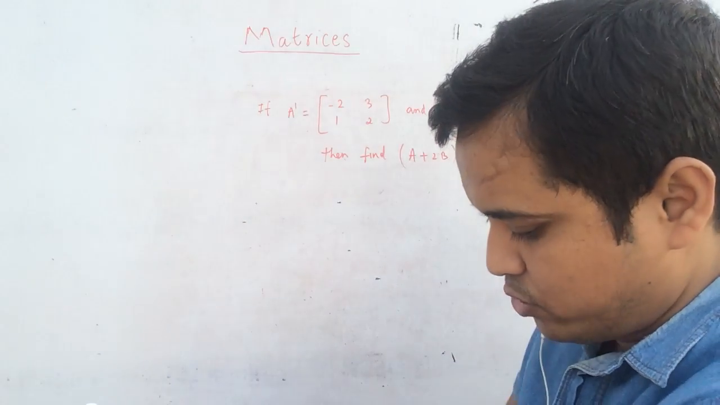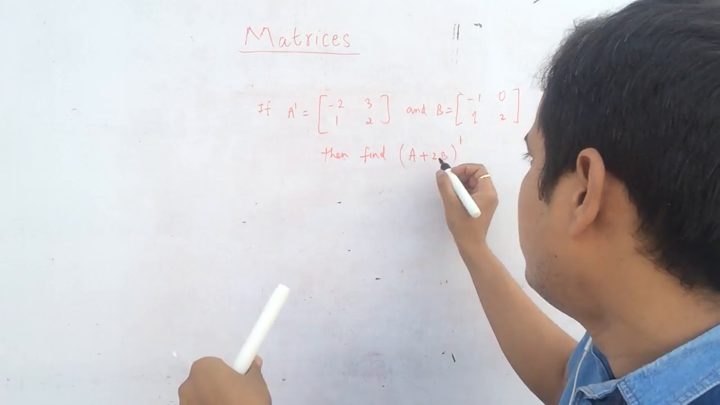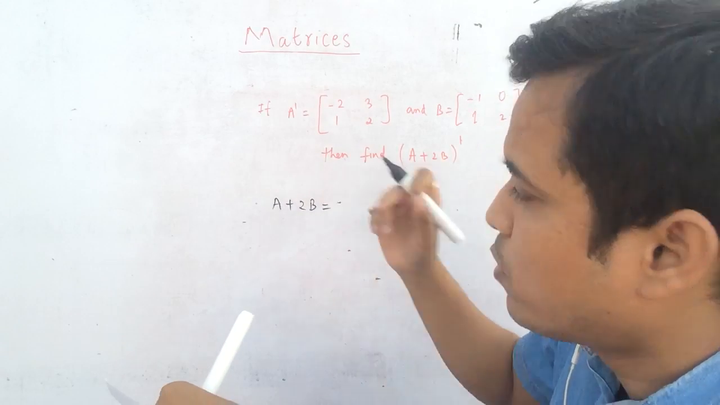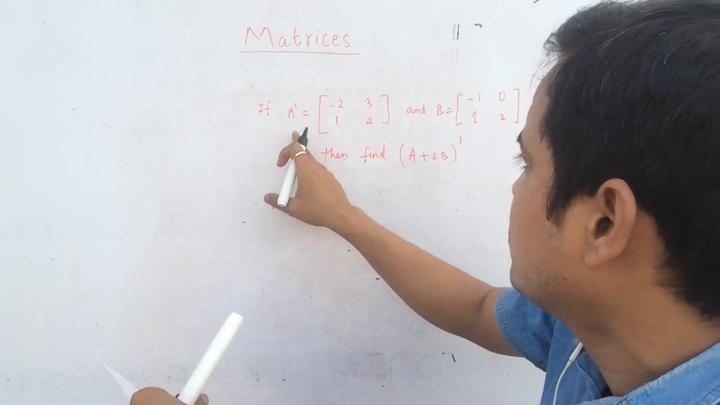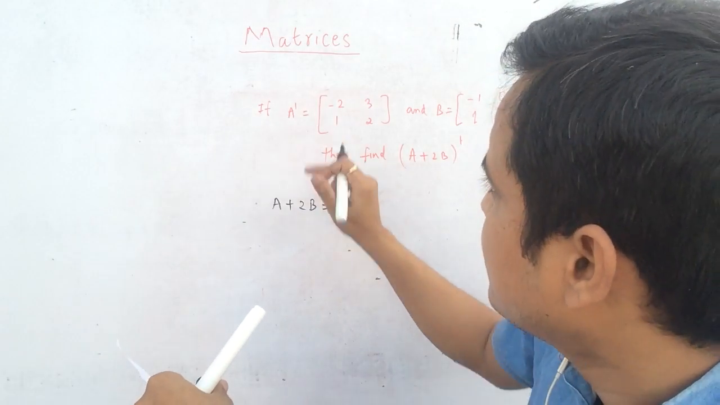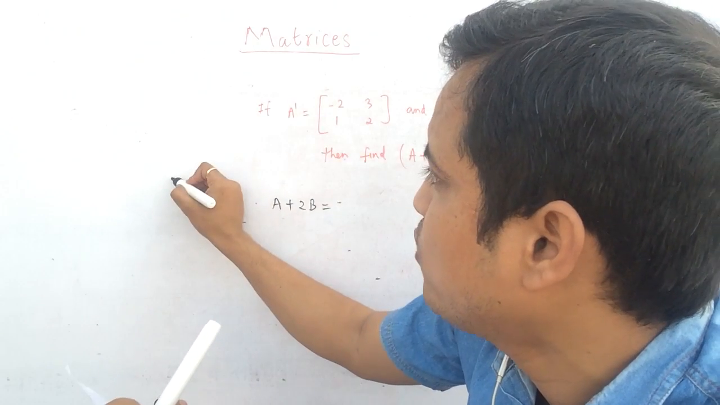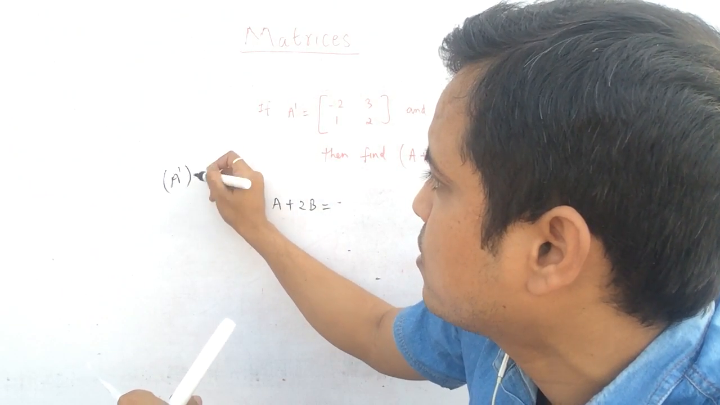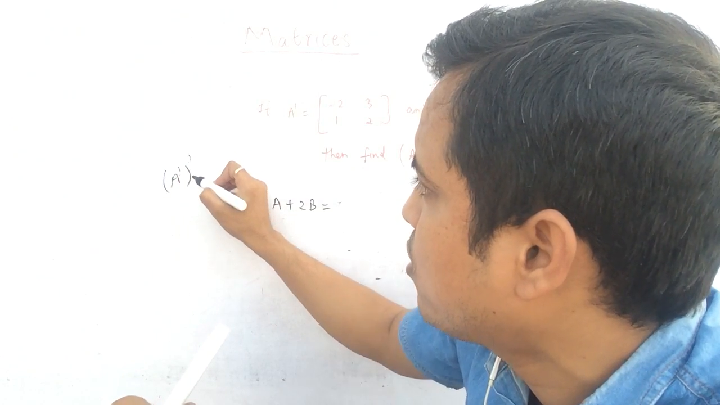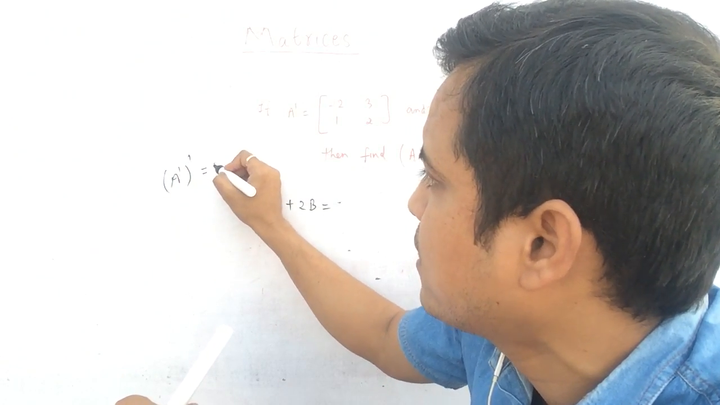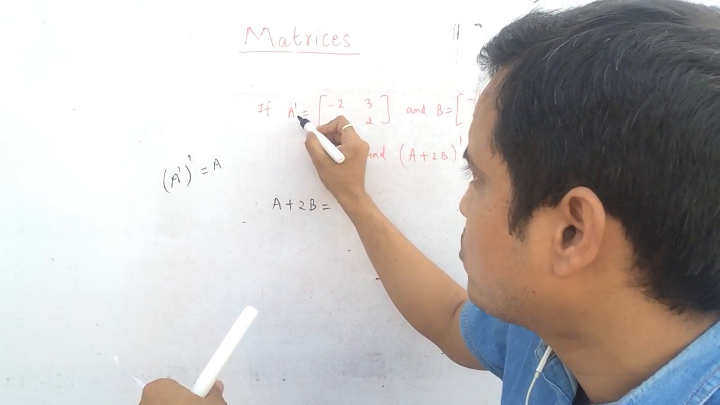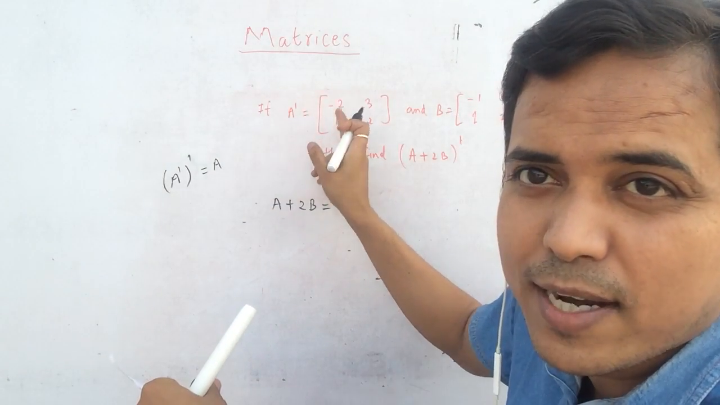If you want to do this question, then you need to first solve this bracket, A plus 2B, A plus 2 times B. What do you have? You have A transpose, so you don't have A. So what did you get? If you want to get A, then you have to do the transpose of the transposed matrix. If you take the transpose of this A transpose, you'll get A.